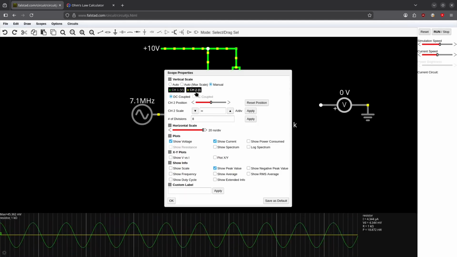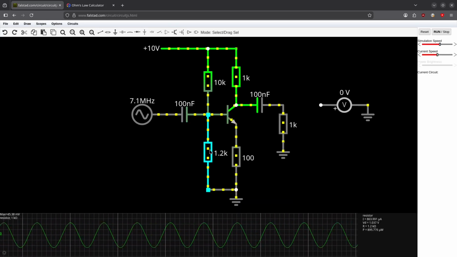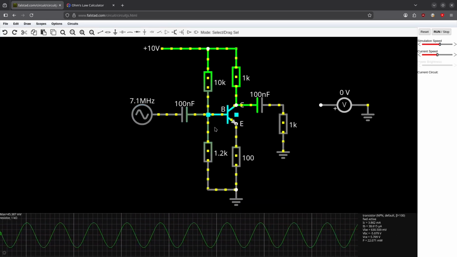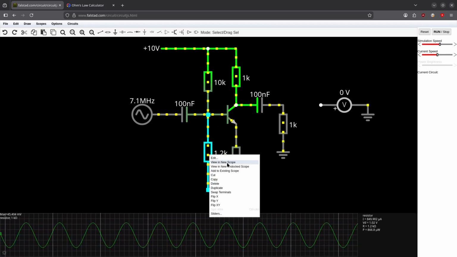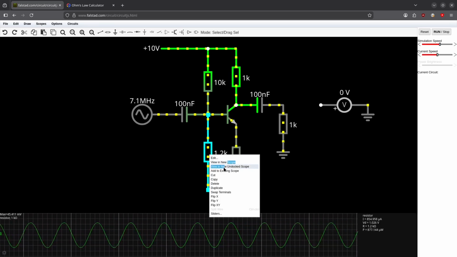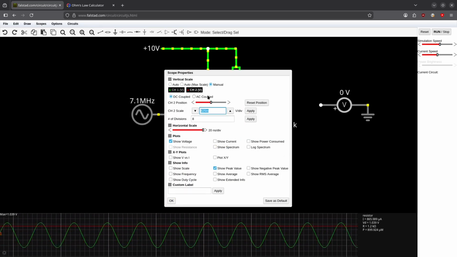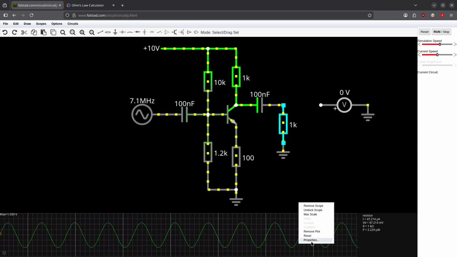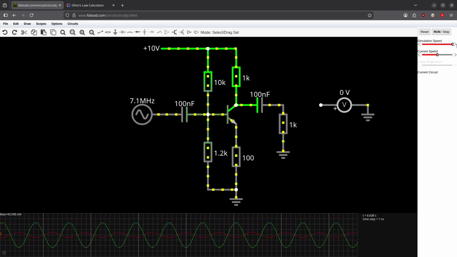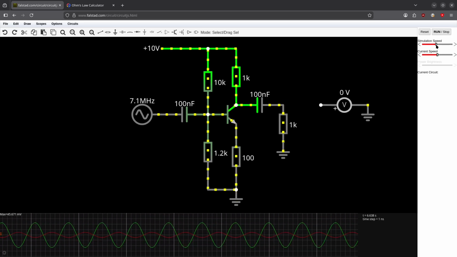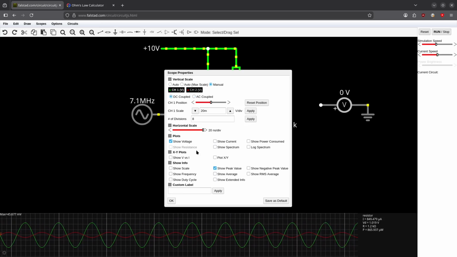What's channel 2? I don't want to show the current. Go away. And we'll show the input as well. The input of this is just this resistor here. So, add new scope. Oh no, existing scope. We'll show that on the same scale, so 20 millivolts, and we have to AC couple it. So we'll let that settle. There we go. Now we can see our input and our output. They're both on the same scale.